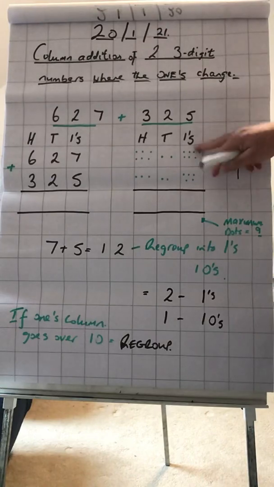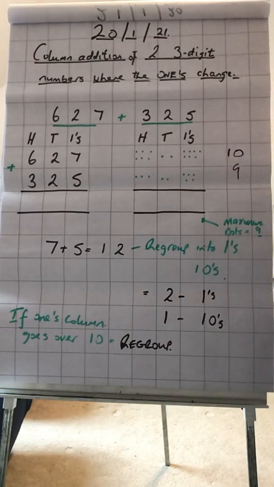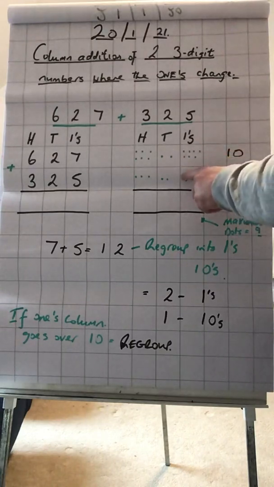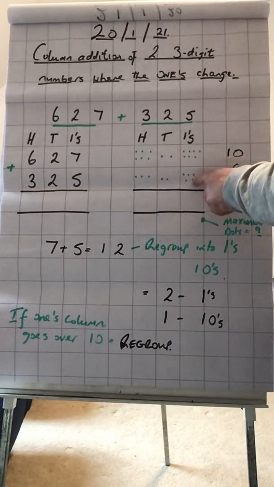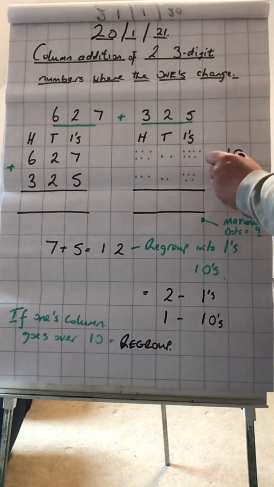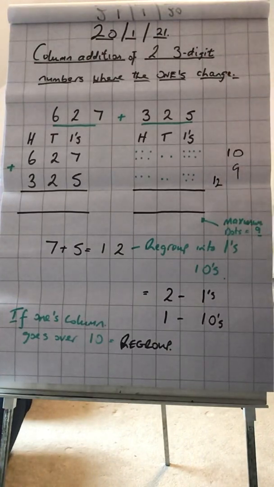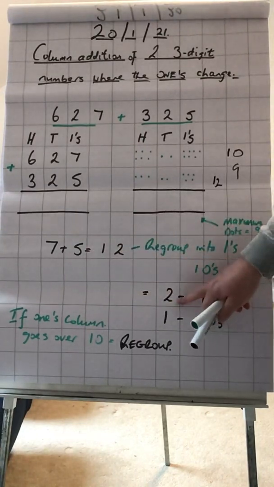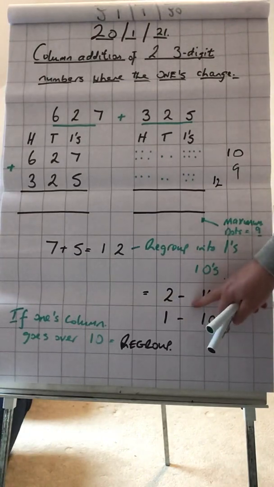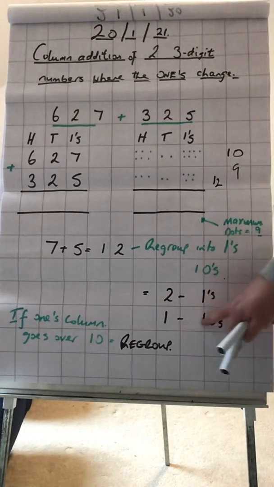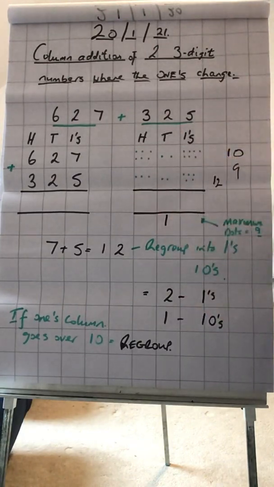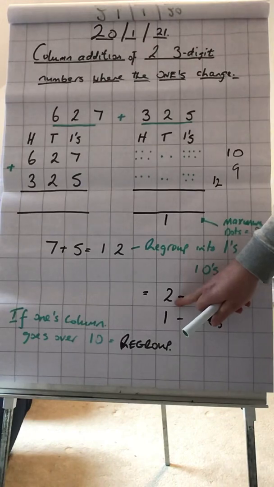So let's add up our ones column, see how many dots we've got and see what happens. 1, 2, 3, 4, 5, 6, 7, 8, 9, 10, 11, 12. That makes 12 dots. So how do I represent 12 dots? Well, 12 is made up of 1 ten and 2 ones, and that's what is important. So the 1 ten we need to regroup and carry over to the tens column, and the only unit we write in the ones column is the 2.